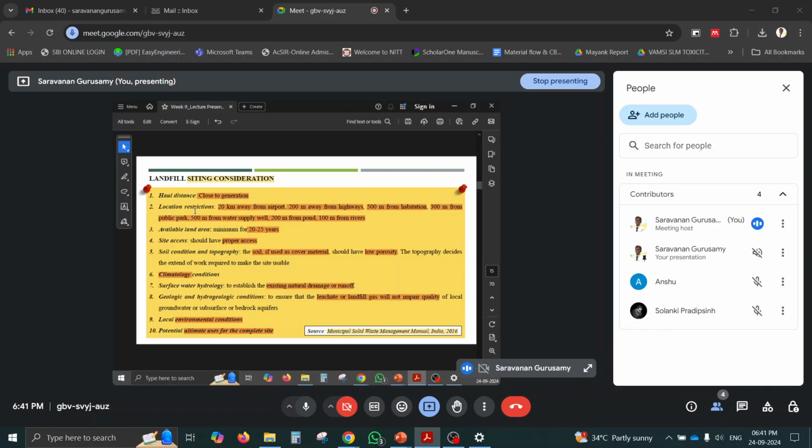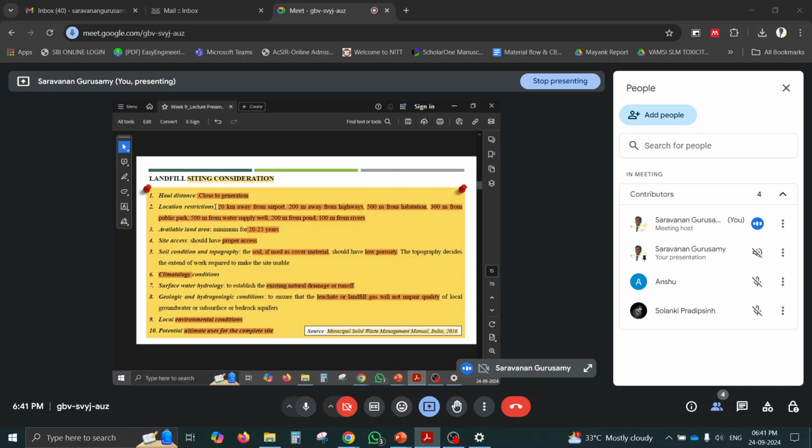Okay, then location restrictions. If there is any historical place or public places, it should be avoided. Like, it should be 20 kilometers away from the airport. Why should it be away from the airport? Because landfills may attract many birds. They may come to eat some of the leftovers in the landfills. So birds may hinder the planes' movements.